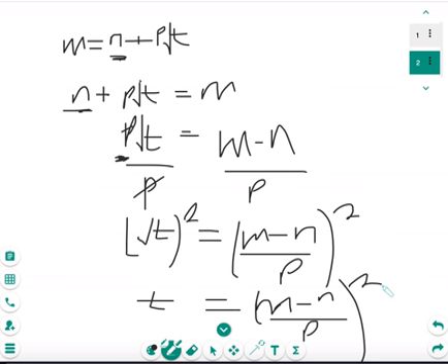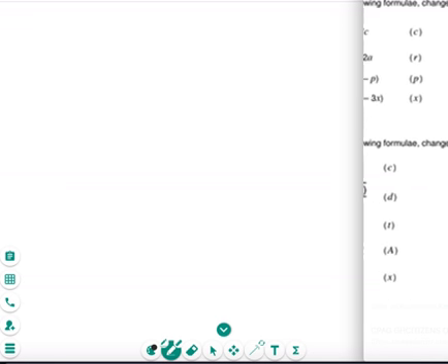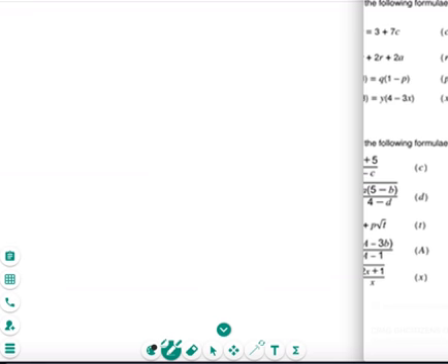Okay. Which one else? What's the next one? F. You're supposed to make V the subject, right? Yes. So now F, you have K is equal to W into brackets, root of 5 minus V squared.